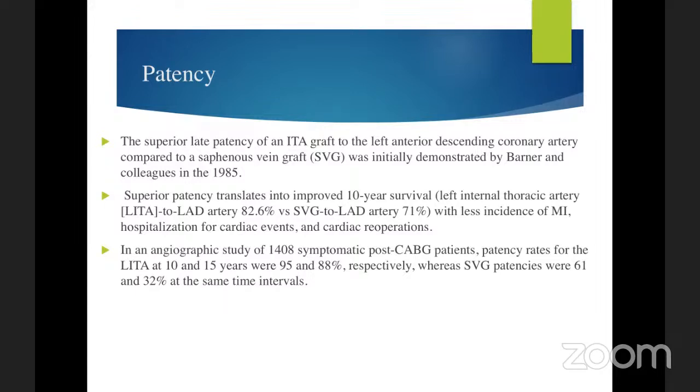In an angiographic study of 1,400 symptomatic post-CABG patients, patency rates for the left internal thoracic artery at 10 and 15 years were 95 and 88% respectively, whereas saphenous vein patencies were 61 and 32% at the same time intervals.